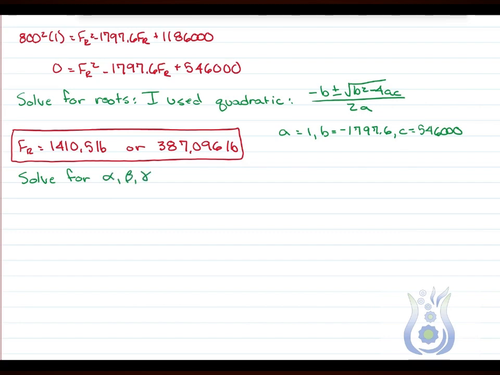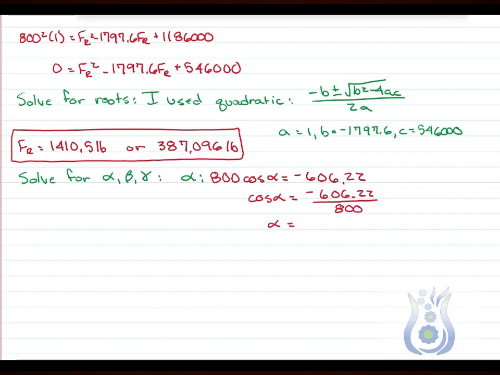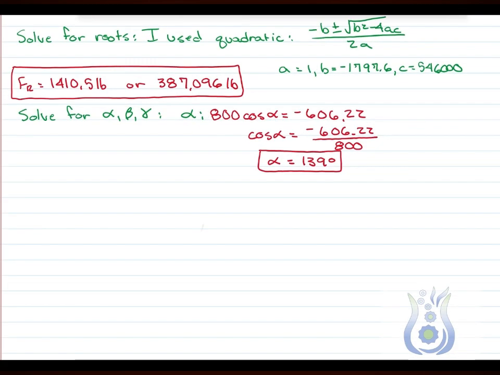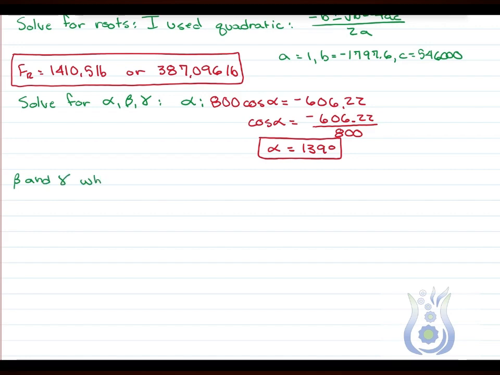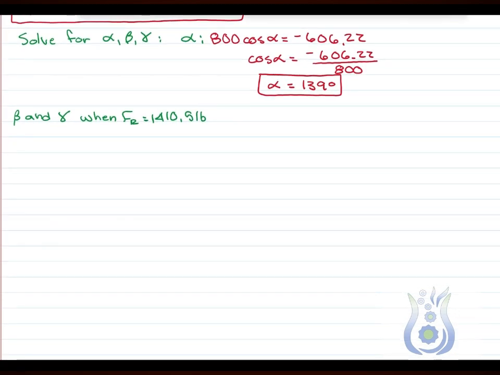Now we can solve for alpha, beta, and gamma. Alpha is pretty simple. We'll use our first equation. 800 cosine alpha equals negative 606.22. So we just move our 800 to the other side by dividing, and we get alpha is equal to 139 degrees. For beta and gamma, since they're both dependent on the resultant force or the magnitude of the resultant force, you'll have to work them twice. One with the magnitude 1,410.5 and the other with the magnitude 387.1. So we'll work it twice.